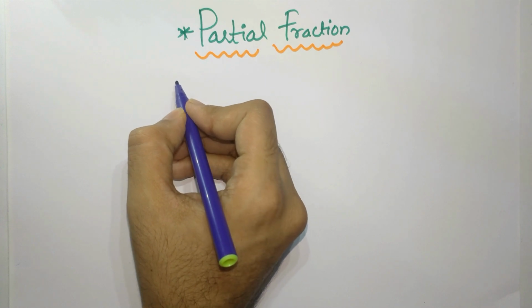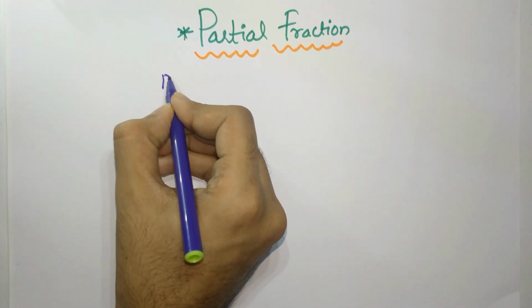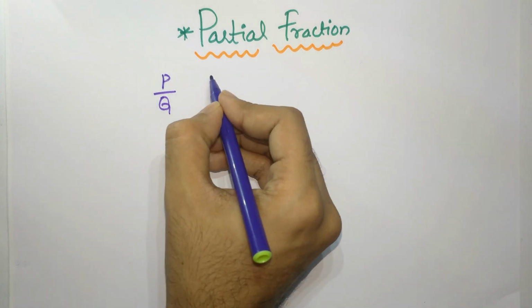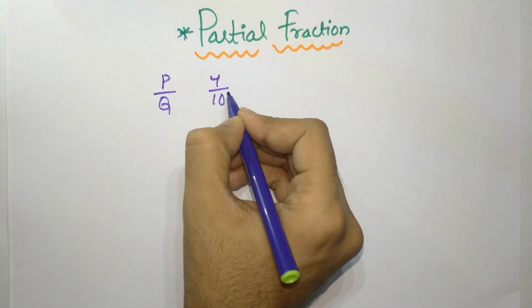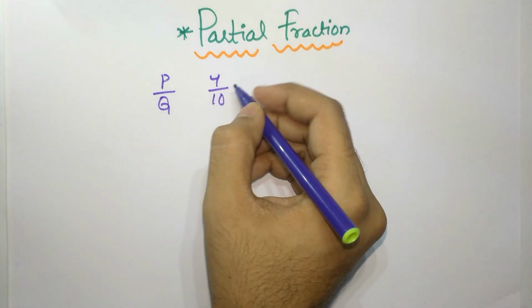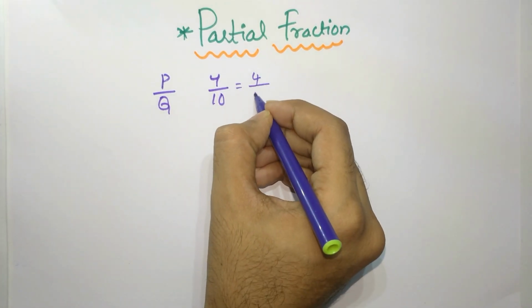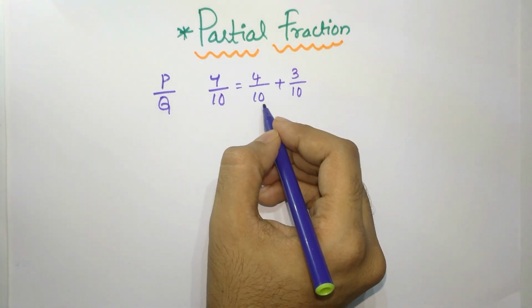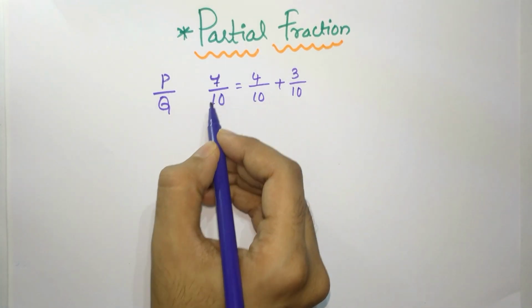We know that any expression which can be written in the form of p by q is known as a fractional value or fraction number. For example, 7 by 10 is a fractional number. Now I can write this as 4 by 10 plus 3 by 10. If you take the LCM of these two, again you will get the same number, 7 by 10.